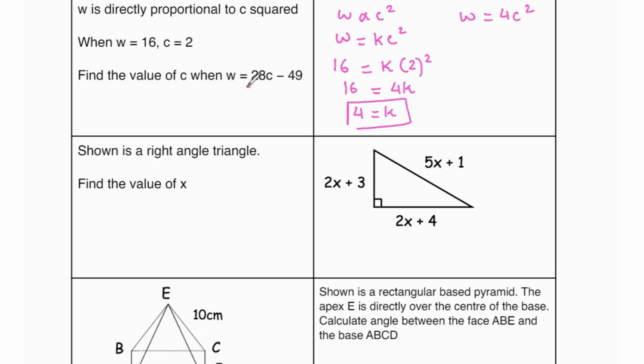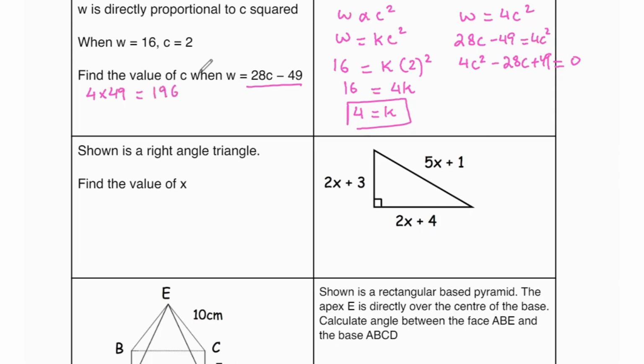Find the value of C when W is 28C minus 49. So 28C minus 49 equals 4C squared. If we bring everything to one side, we can see that we have a quadratic equation. So now we need to factorize this quadratic equation. We'll begin with multiplying the coefficient of C squared with the constant. So 4 times 49, and that's going to give us 196.